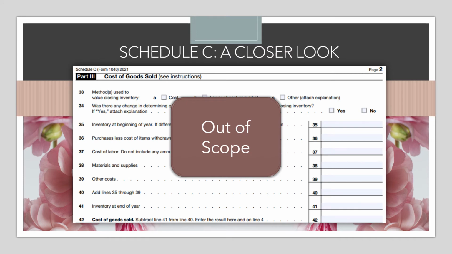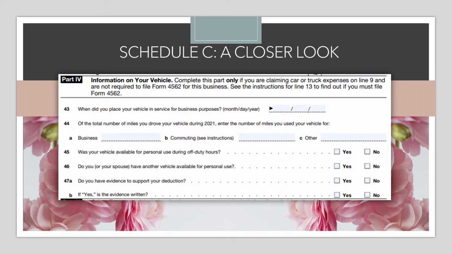So then we move around to page 2 of the Schedule C, which begins with Part 3, Cost of Goods Sold, which is our inventory, and that's just going to be out of scope altogether for us. Now Part 4 is in scope for us. This is where we calculate out the mileage deduction or deduction for car and truck expenses based on the standard mileage rate.